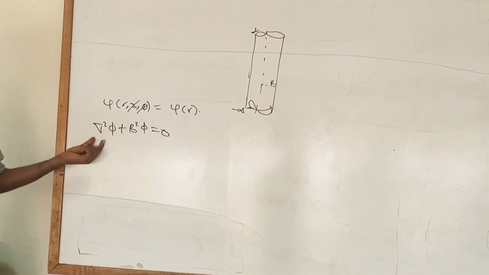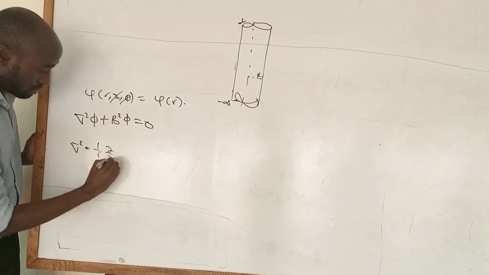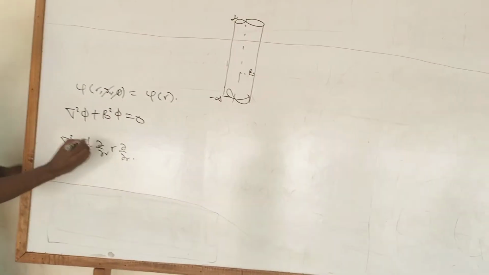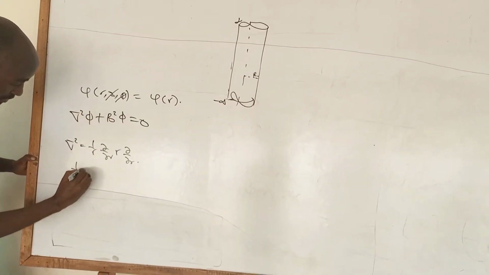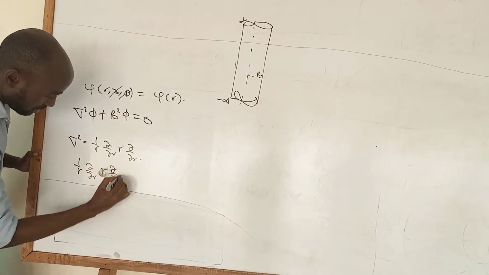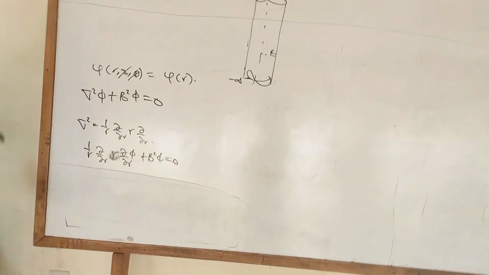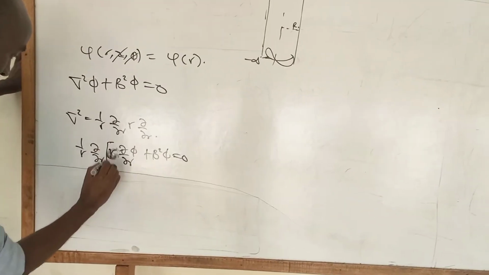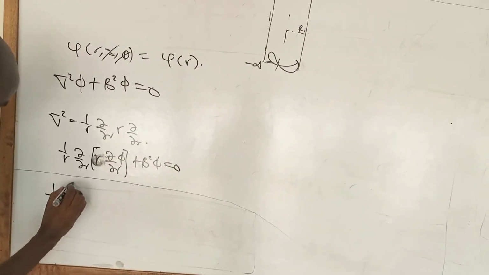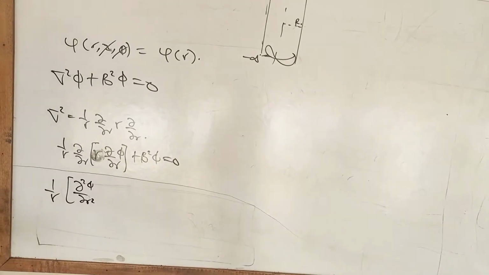the radial part in one dimension for a cylinder is 1 over r d over dr of r d phi over dr, plus B squared phi is equal to 0. You take this one now, it will be 1 over r d dr will give us 1 d squared phi over dr squared, am I right?